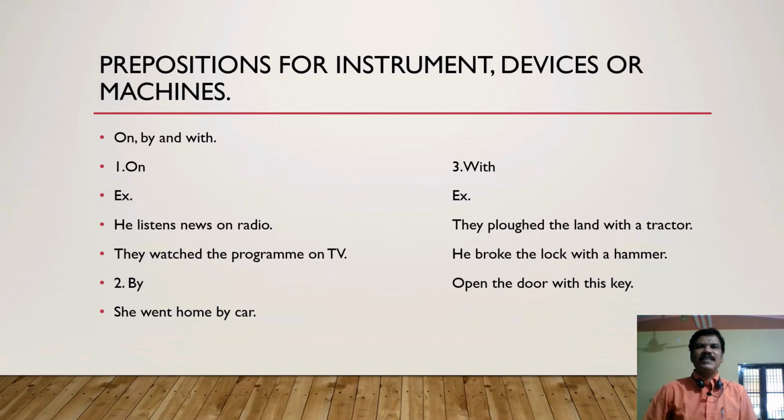Prepositions for instruments, devices or machines: on, by and with. Let's learn how we use "on". He listens to news on the radio. They watch the program on TV. By: she went home by car. Let's learn "with". They plowed the land with a tractor. He broke the lock with a hammer. He opened the door with this key.